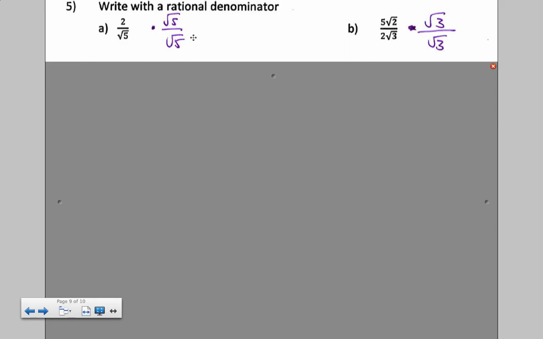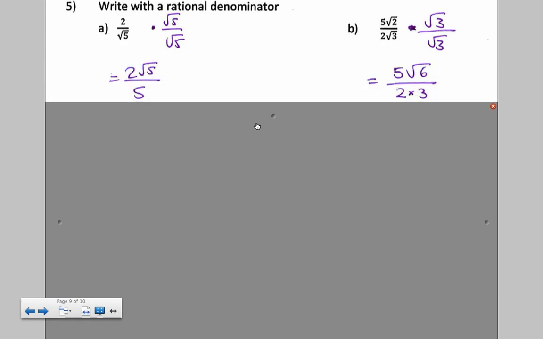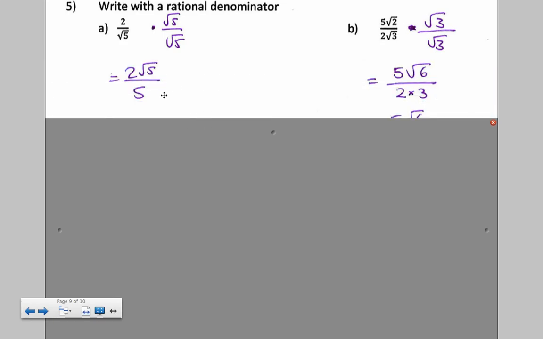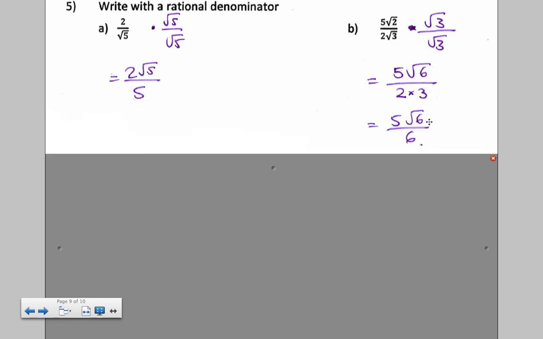Rationalizing the denominator. Remember, you need to just multiply by the surd itself. So root 5 over root 5, root 3 over root 3, because we need to keep the whole fraction equivalent. Okay, that gives us 2 root 5 over 5, and 5 root 6 over 2 times 3. Again, be careful not to try and cancel those two. That's inside the surd. This is not.